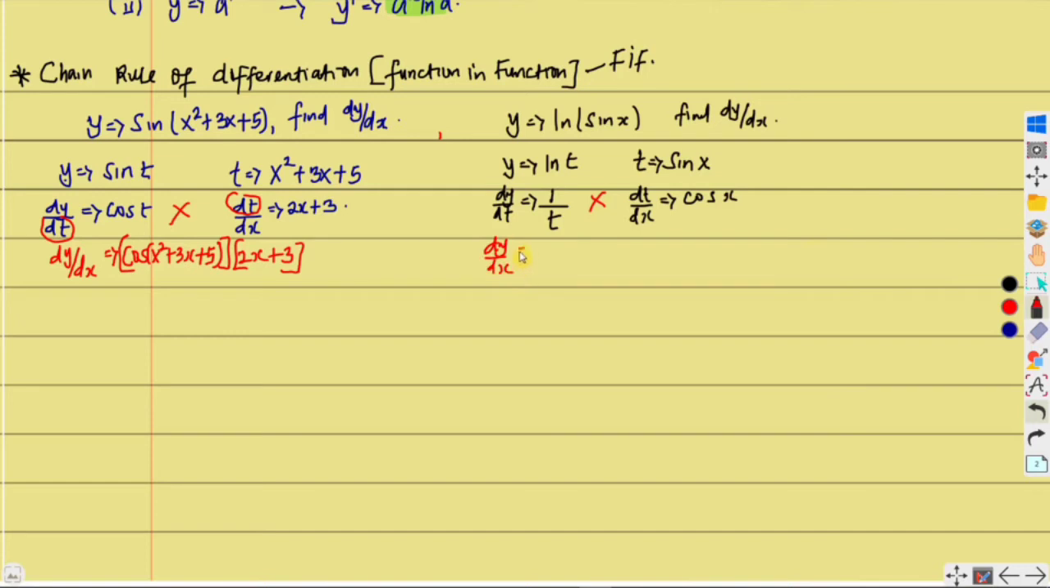And when you do that, remember to change the value of t back. 1 over the value of t here is nothing but sine x multiplied by cos x, and the direct answer here, cos x times 1 is cos x divided by sine x, is going to give you cot x from your trigonometry.